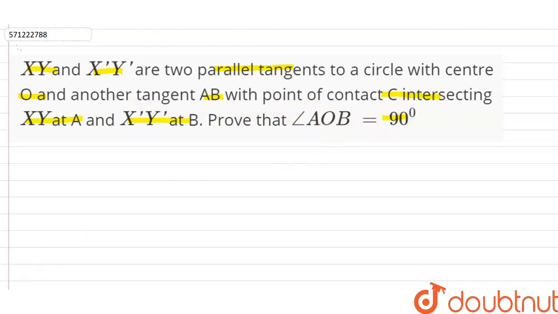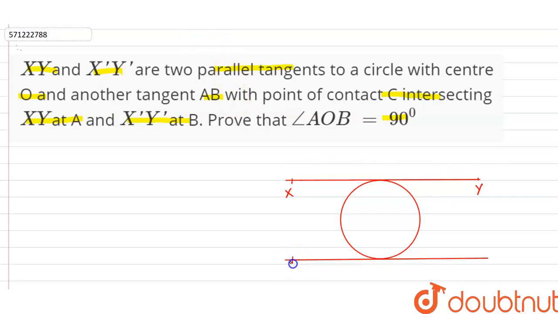First of all, we draw the figure according to the given data. We have a circle and two tangents of the circle. Let's suppose this is a tangent XY, and we draw another tangent, X'Y'. Let's suppose the touching point of XY is P, and the touching point of X'Y' is Q.